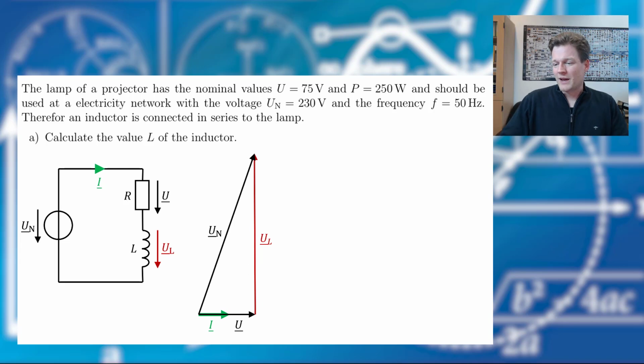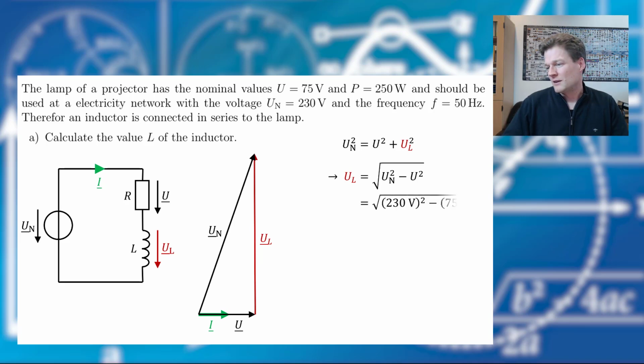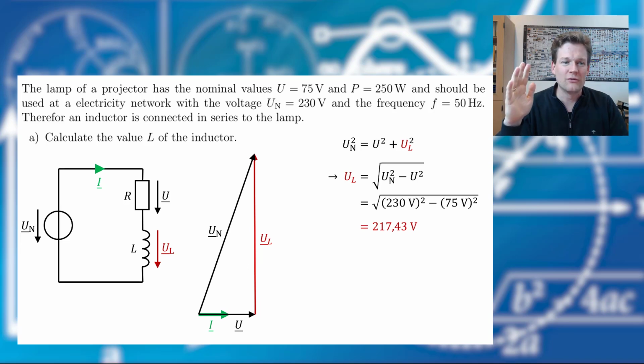Okay, we see we have a rectangle with a 90 degrees angle, and therefore we can use Pythagoras, and it looks like this. I want to find the voltage drop at the inductor, and therefore we solve it for the voltage and put in the number values, and we find out that the voltage drop at our inductor is 217.43 volts.